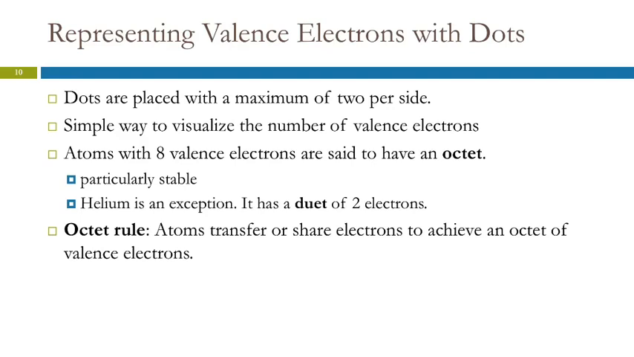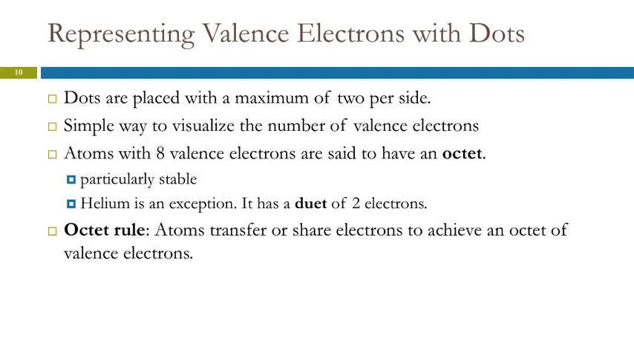And then here's the slide that explains it. So dots are placed a maximum of 2 per side, and this just gives us a simple way to visualize the valence electrons. So atoms that have 8 valence electrons are said to have an octet, right? Helium has a duet. It just has 2 electrons. The noble gases are the ones with octets of valence electrons, and they're particularly stable. Helium only has 2, but it is a noble gas, and it's also very stable.